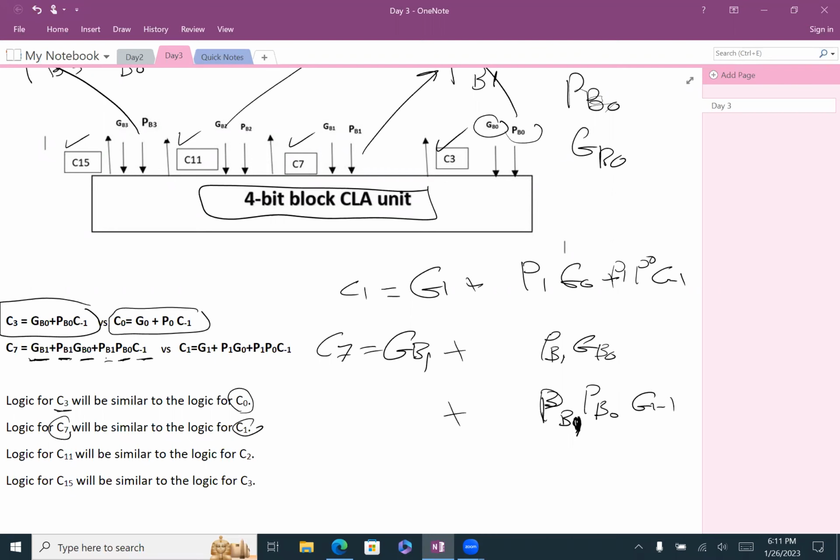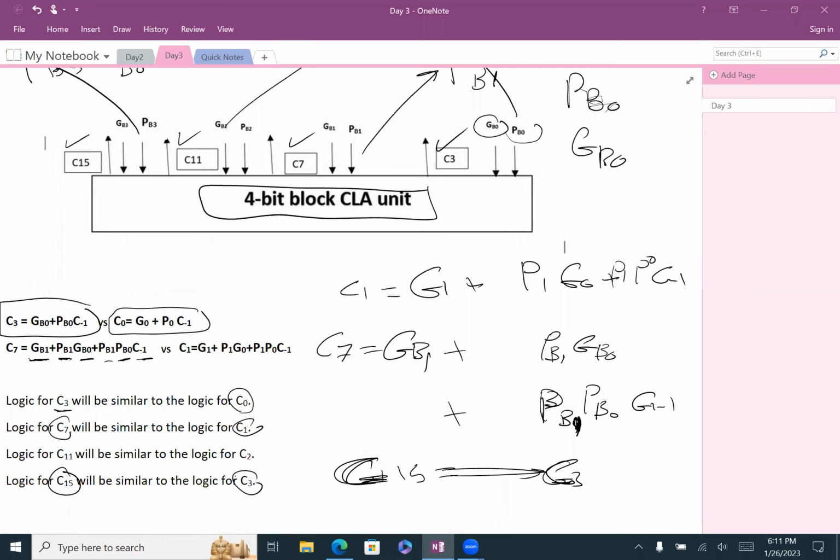All right, so if I give you a question in the exam, I'll tell you to find G15, carry 15. Can you do that for me? This one, when you compare it to the 4-bit, you compare it to which one? C3. I'm sorry, compare it to C3. All right. So C15, you compare it to C3. All right. Is there a question before we go deep?